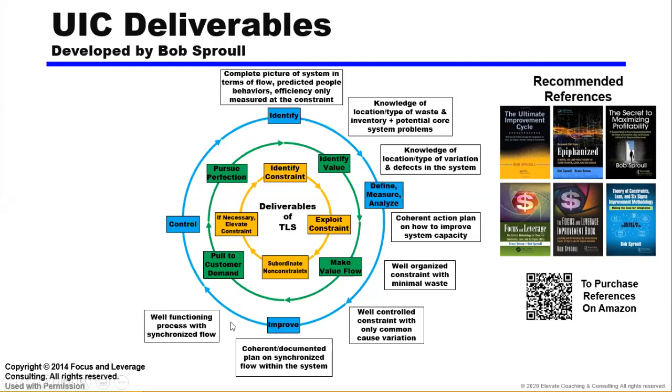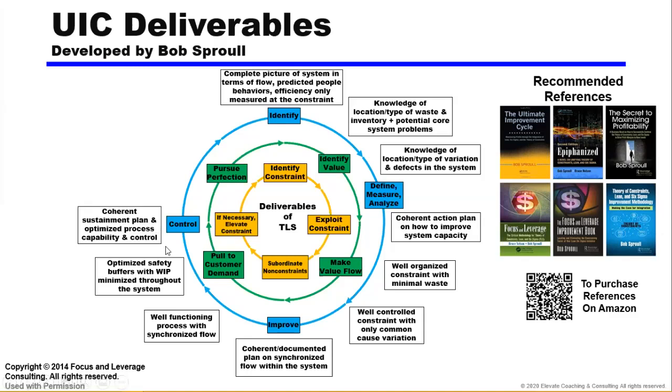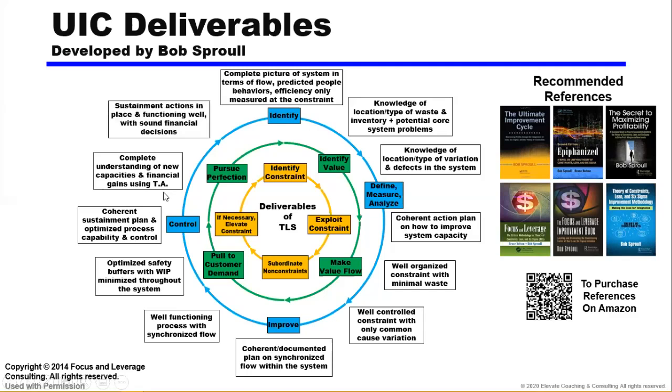And this gets us to the point where we have a well-functioning process with synchronized flow throughout the system. At this point, we can optimize our safety buffers as we continue to reduce variation so that we carry less and less WIP and other types of inventory. And then we develop a coherent sustainment plan and optimize the process capabilities and controls. So at this point, we can have a complete understanding of the new capacities of the system, and we have a financial understanding about where we're at versus where we were with throughput accounting.